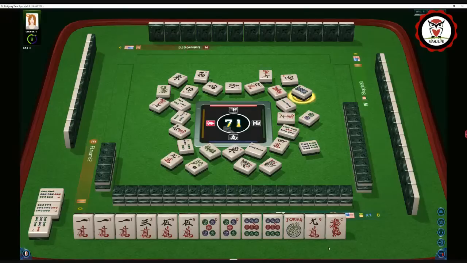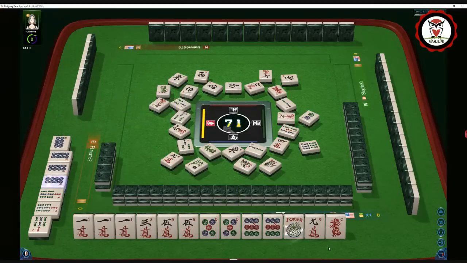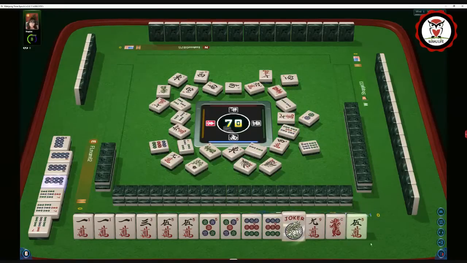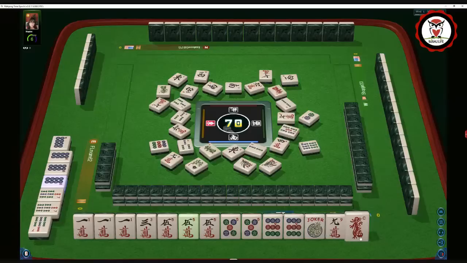Eight dots. Kong. Nine dots. We need a seven dot. Okay, that's a keeper. Red dragon. All right, so we need one more pick and we'll be ready to win on a seven dot.